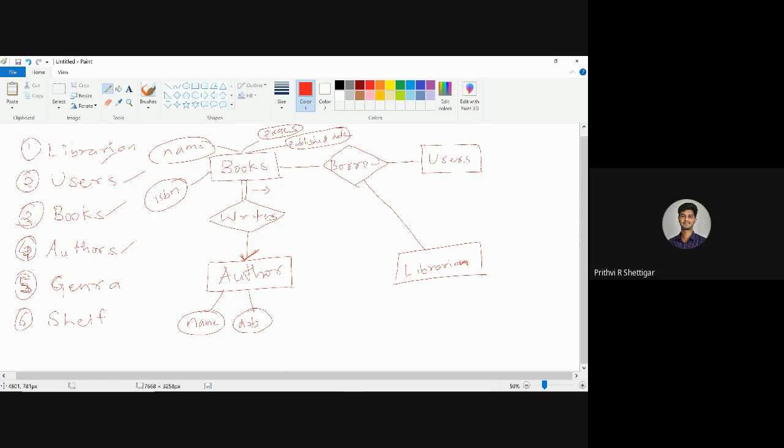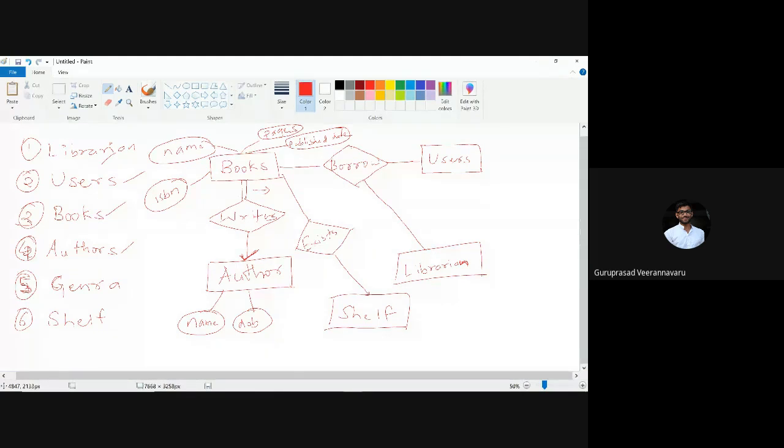Access to book. We'll call it borrow only. So he is also connected to borrowing. Okay. And then the last thing is shelf. So book exists on a shelf. Okay, so we can say book exists on a shelf, right?